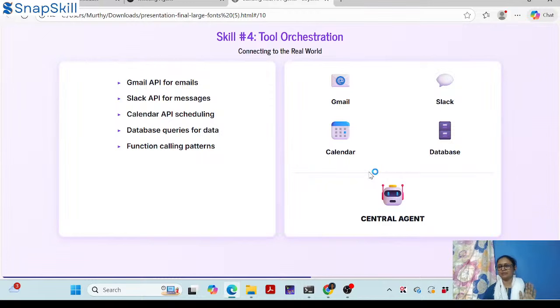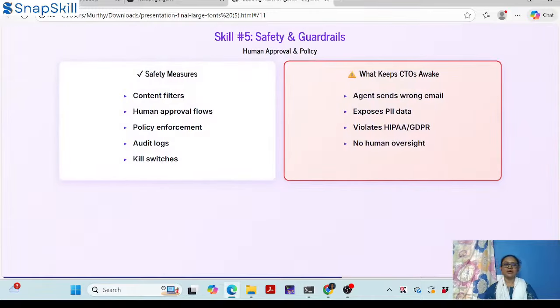Proper coordination is important. Which one has to come first? Which one has to come second? That coordination is very, very important. So orchestration is very, very important, which is called tool orchestration, an important skill. Okay.